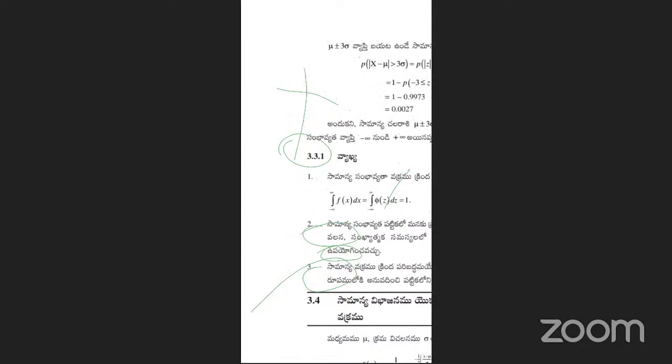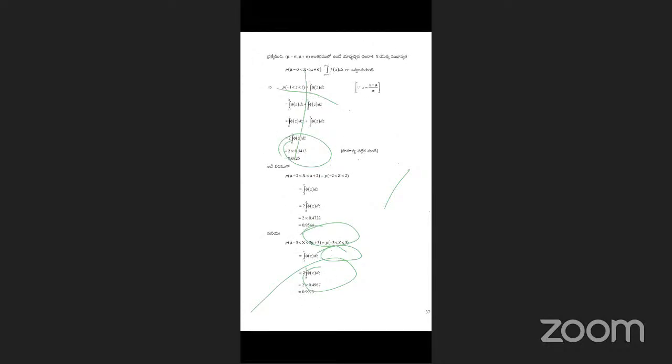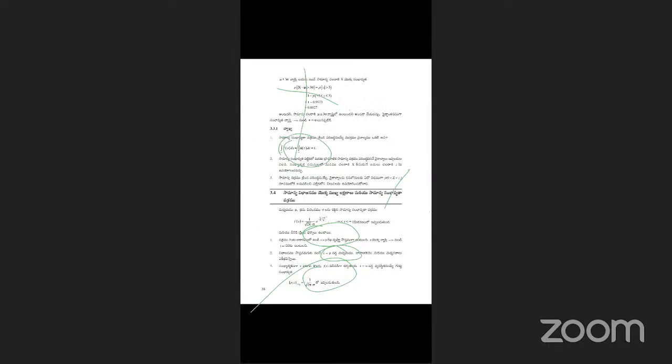So 0 to 1 is 68%, 0 to 2 is 95%, and 0 to 3 is 99%. So these are the values. Very, very important ones. That is, for plus or minus sigma, we can prove that. So 99% we will declare the value is right by using the normal distribution.